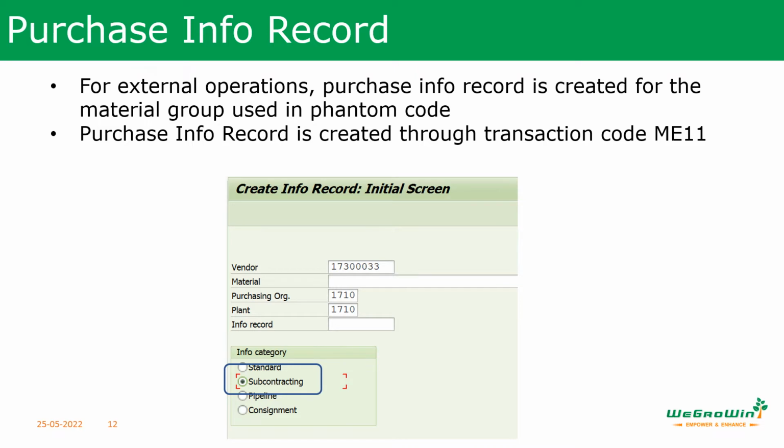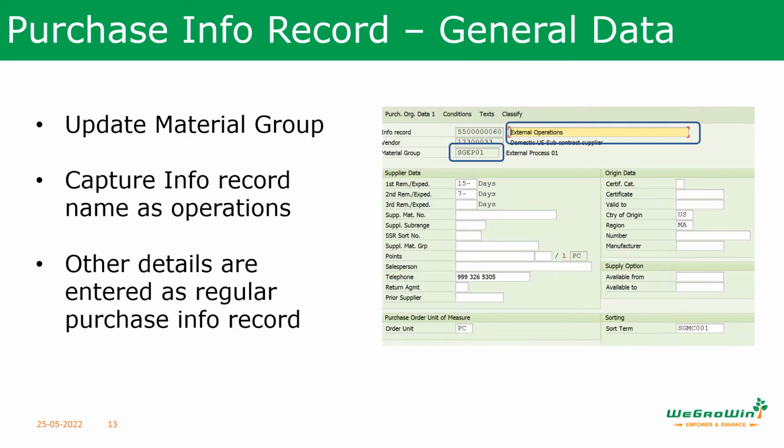And the next step is we have to create the external operations; we have to create the purchase info record for the material group which was created. The purchase info record is created with a transaction called ME11. Please take note, we have to select the item category as subcontracting. How to create a purchase info record? We will discuss these things in detail in the MM course, which will follow after completing the PP course. Maybe in another 1 or 2 weeks we'll start MM. But until then, just understand what is shown here. If you have any doubt, you can discuss with your MM partner.